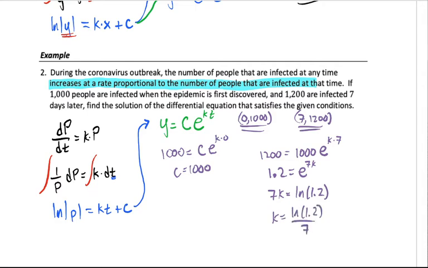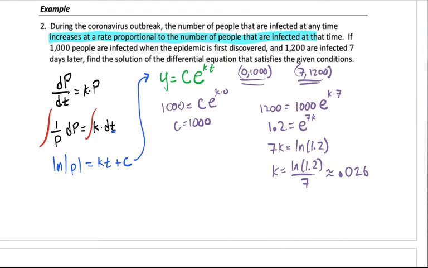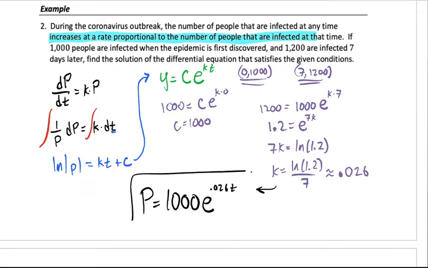If we didn't have a calculator, we would just leave it written this way. We're going to pretend like we have a calculator. We type this in, we're going to get 0.026. So I can rewrite, I kind of have poor board management here, but we have our p equals 1,000 e to the 0.026t. And that is going to be the solution to the differential equation that satisfies the given conditions.